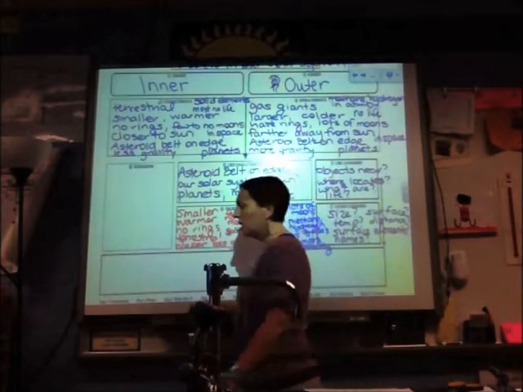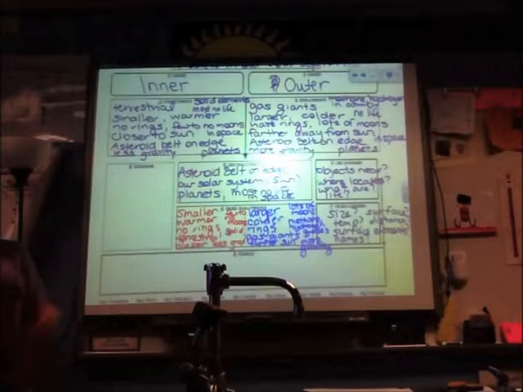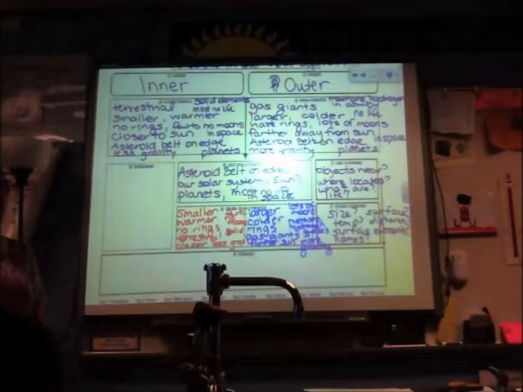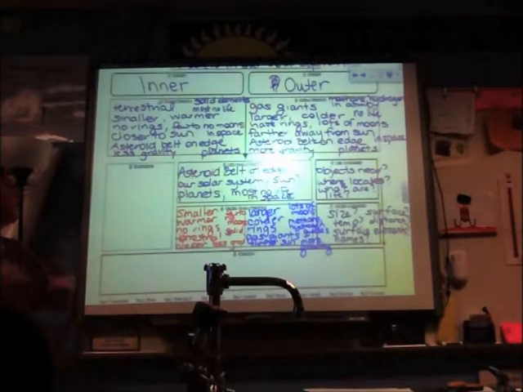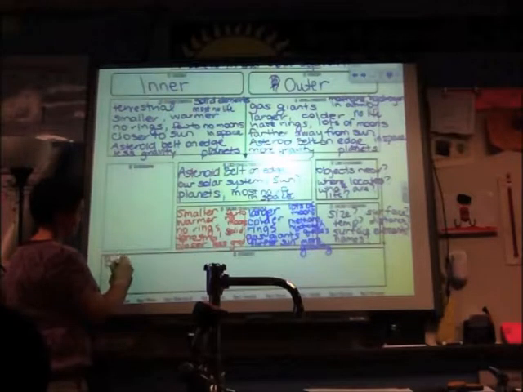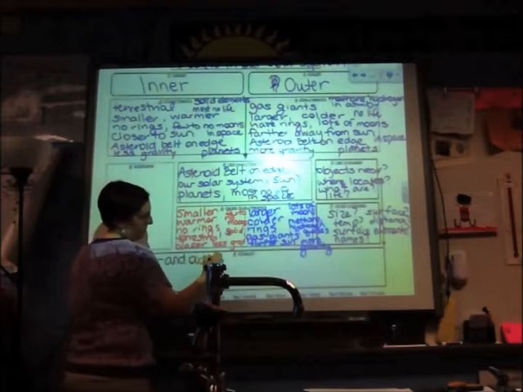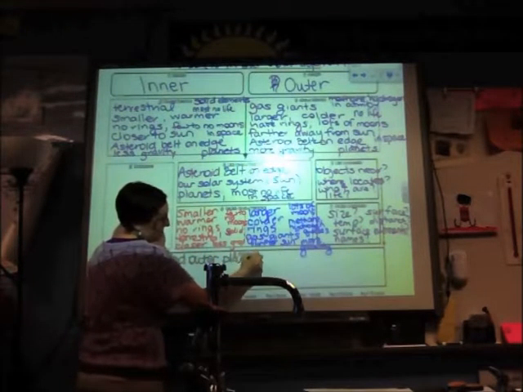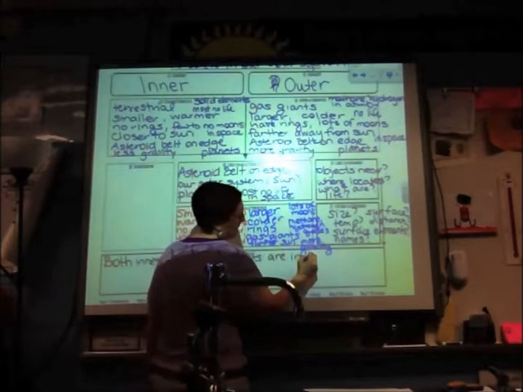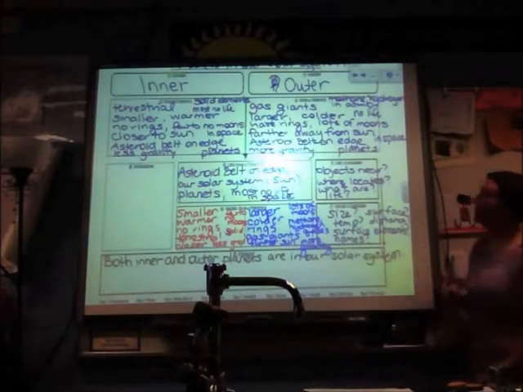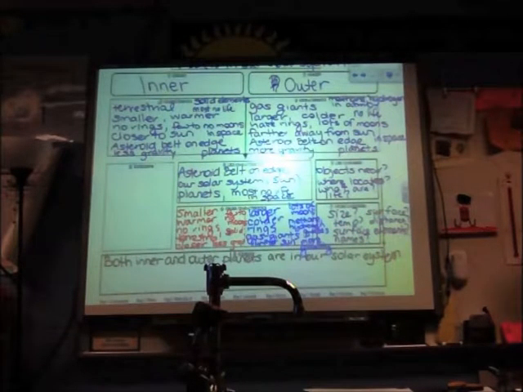So, who can tell me how they're the same? Give me a sentence. Both inner and outer planets. Sarah. They're planets in our solar system. Right, the same solar system. Inner and outer planets are all in the same solar system. And they all have gas giants or are near the asteroid belt, if you wanted to add that. Both inner and outer planets are in our solar system.